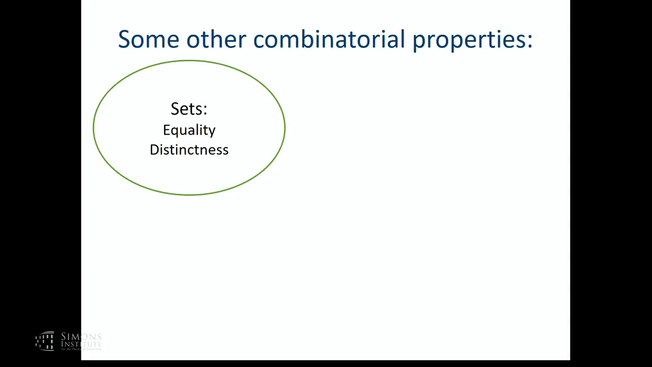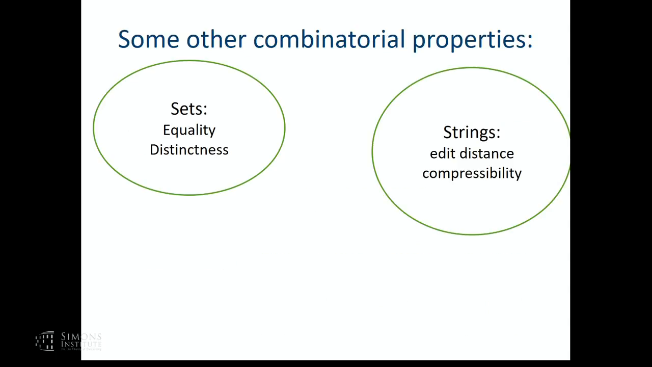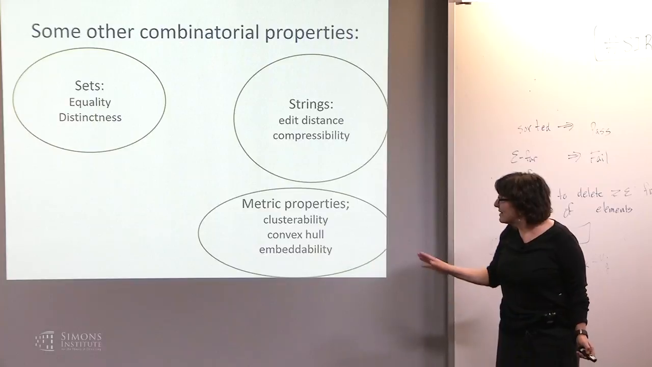Okay, so some other combinatorial properties are for sets, strings, metric properties.